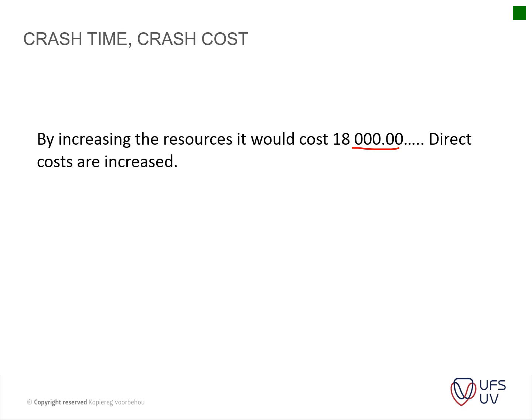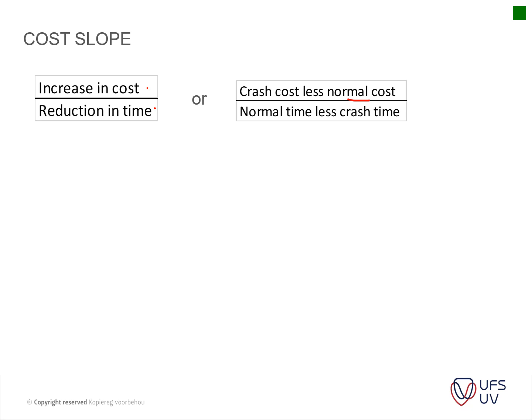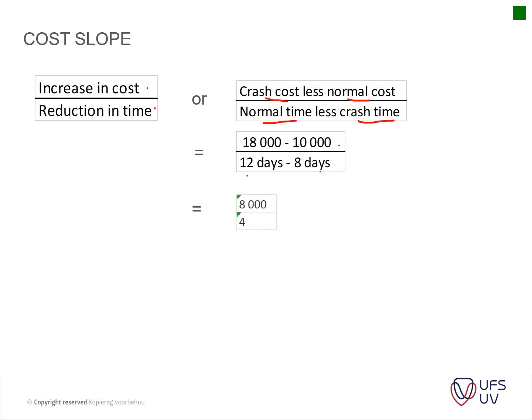Okay, so your cost slope is basically your increase in cost over your reduction in time, or your crash cost less your normal cost over your normal time less your crash time, which gives you 18,000 minus 10,000 over 12 minus 8, gives you a cost slope of £2,000, or rands if you want to. Okay, so that's basically just a repetition of what we did in the first slide.